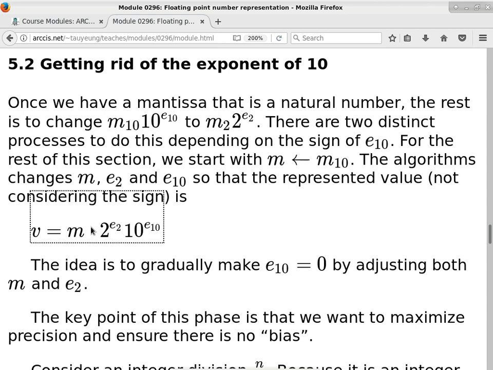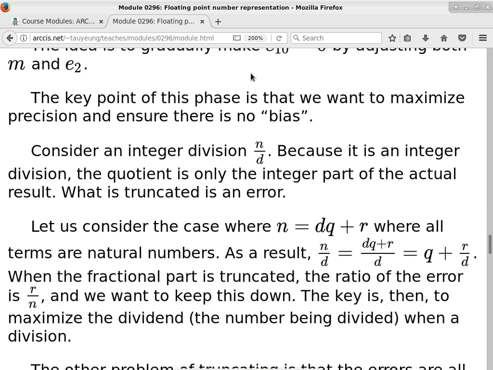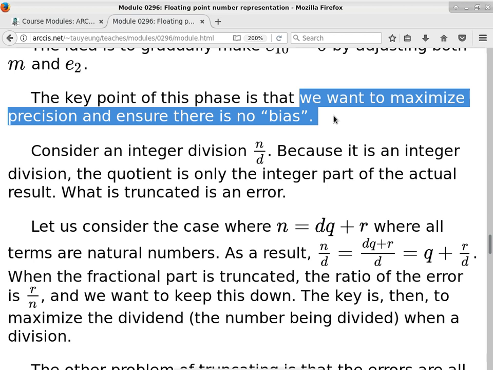Okay. If there are no questions, then we'll talk about a few more things, and then we'll use examples. So there are two things we need to take care of. Okay, one is to maximize precision, and the second one is to get rid of any potential bias. So the next two paragraphs will talk about what I mean by precision and also what I mean by bias. Okay.